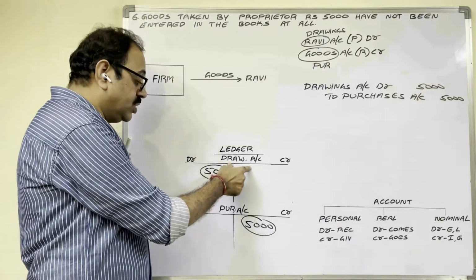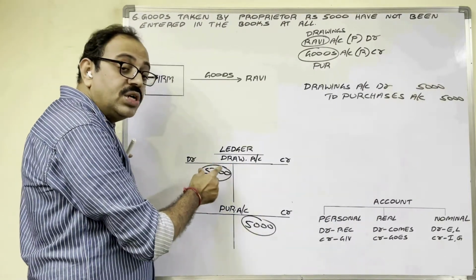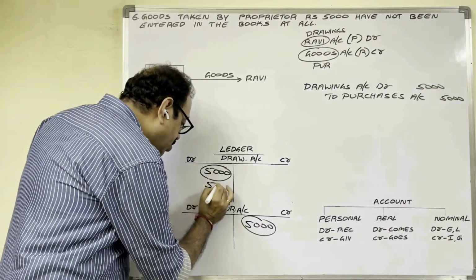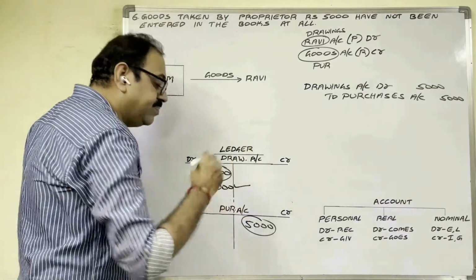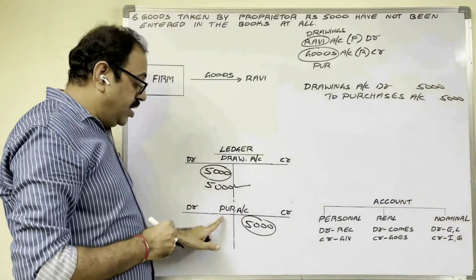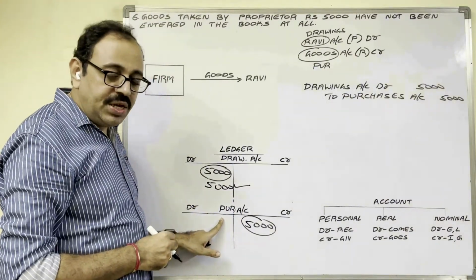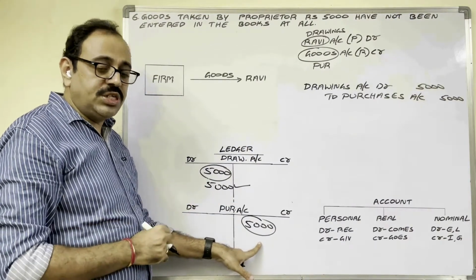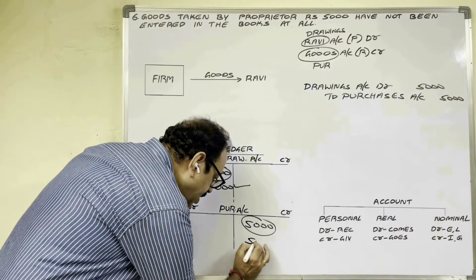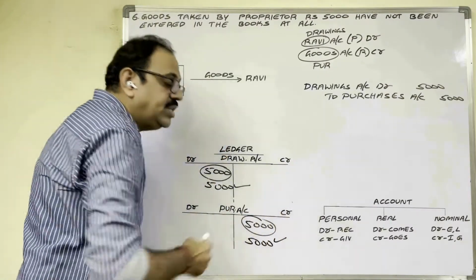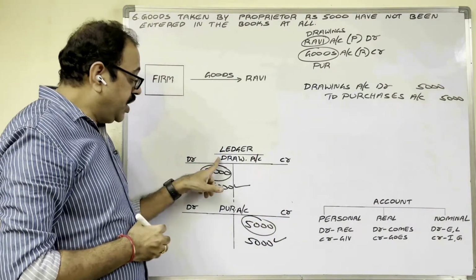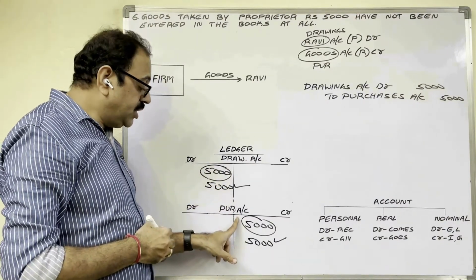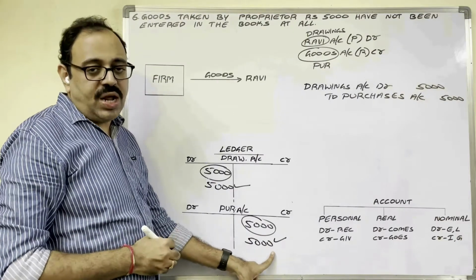In drawings account, mistake is 5,000 was not debited. To rectify this error, now we should debit 5,000 rupees. This is one answer. In purchase account, mistake is 5,000 was not credited. How to rectify this mistake? By crediting 5,000 rupees in this account. So in drawings account, debit side 5,000 is our answer. In purchases account, credit side 5,000 is our answer.